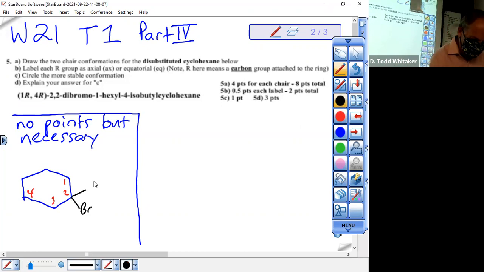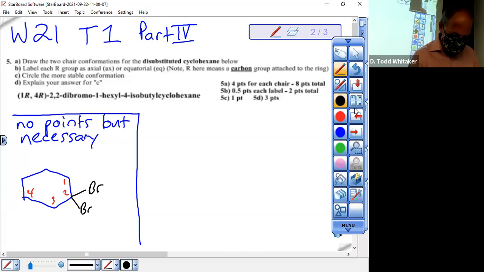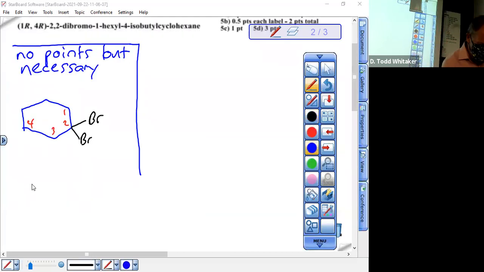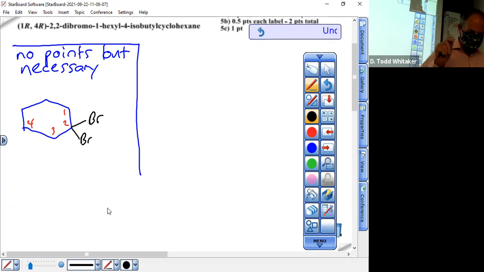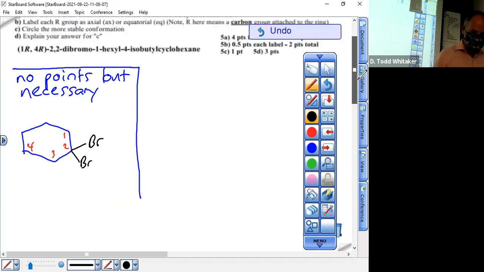Please draw them like this. I've seen students draw this many times in the past, and they'll say, okay, dibromo, that just means what? Br2? No, that would mean a bromine attached to another bromine. And that's not what bromine does. Do not do that. Okay, good.